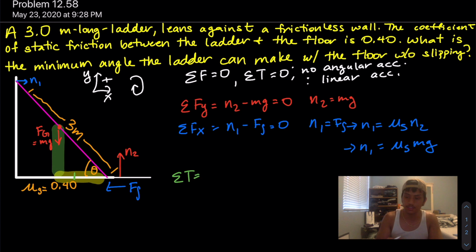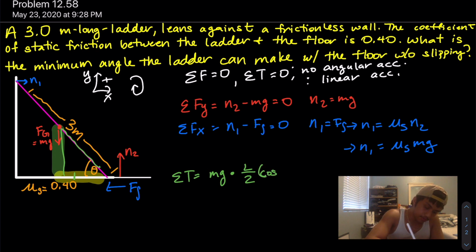So you have to use cosine. And since we're using only half of the triangle, we have to put L over 2. So we have to put the force, which is mg, times the lever arm, which is half the ladder, times cosine theta, because that's the side we need.